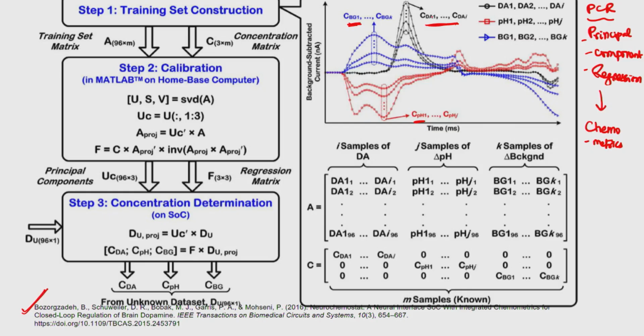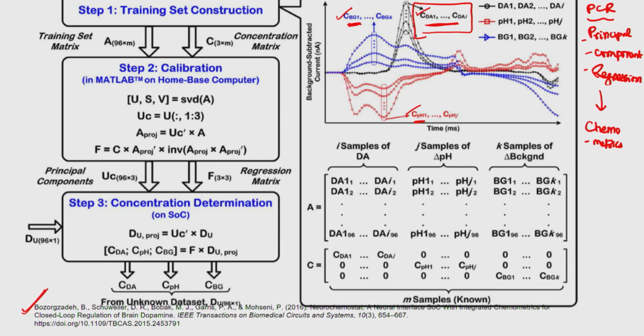In the combined signal you will have changes due to background, you may have changes due to pH, may or may not, but they have considered it, and then you may have changes due to dopamine. But using PCR you can isolate this dopamine change and you can actually calculate the concentration of the dopamine.